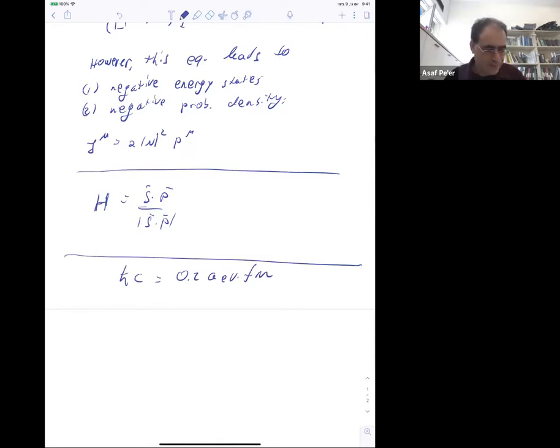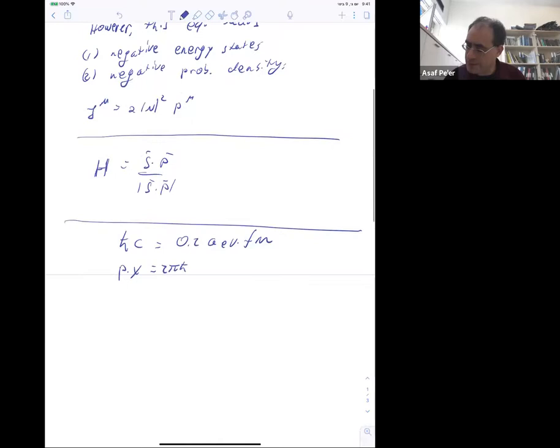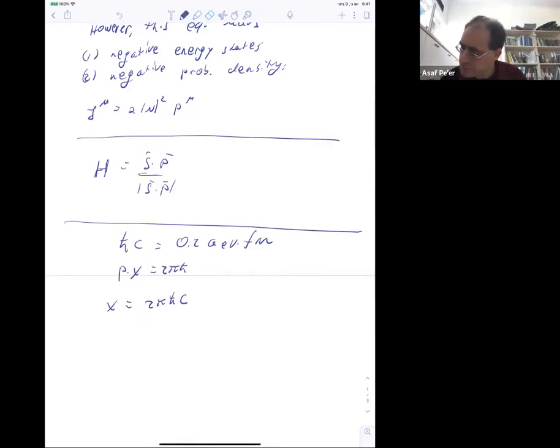What we know is that λ is just 2πħ divided by the momentum. So λ is just 2πħc divided by ħc, divided by 1 GeV, which is the momentum. Just 2π times 0.2 GeV femtometers divided by 1 GeV, so just 1.3 femtometer.